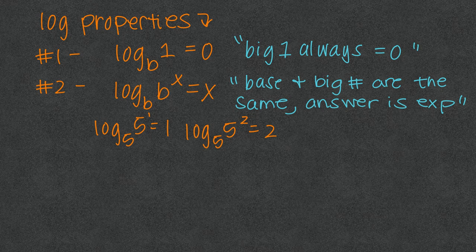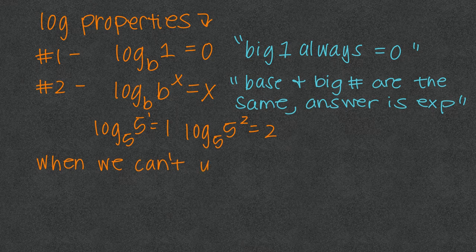Sometimes we couldn't use a property. So when we can't use a property, Miss Adams, there's a glare. I can't see it. Can you please tell me what it says? Big 1 always equals 0. No, the next one. Big base and big number are the same, answer is exponent.